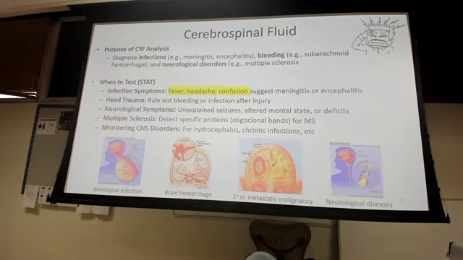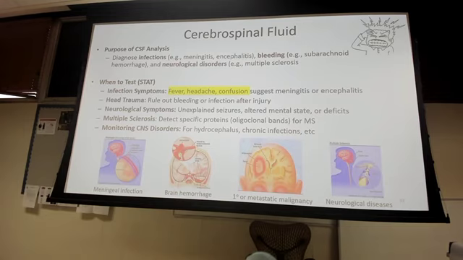Okay, so CSF. We will do CSF analysis if you do lumbar punctures and you send it to us. Do y'all remember from the previous lectures how many tubes you're supposed to send to the lab with CSFs? Do y'all remember? And did we talk about how many drops you put in each? Oh, yes. All right, good. All right, so when to test.